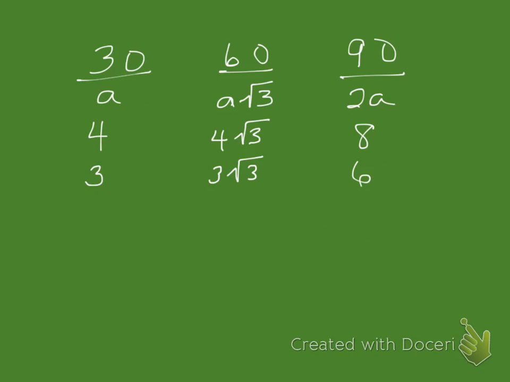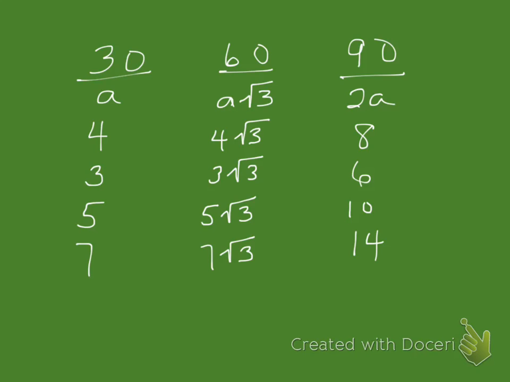So what if I had an A value of 5? This is going to be 5 square roots of 3, and this is going to be 2 times 5, which is 10. Same thing if I had 7. I'd have 7 square roots of 3, and then 14.